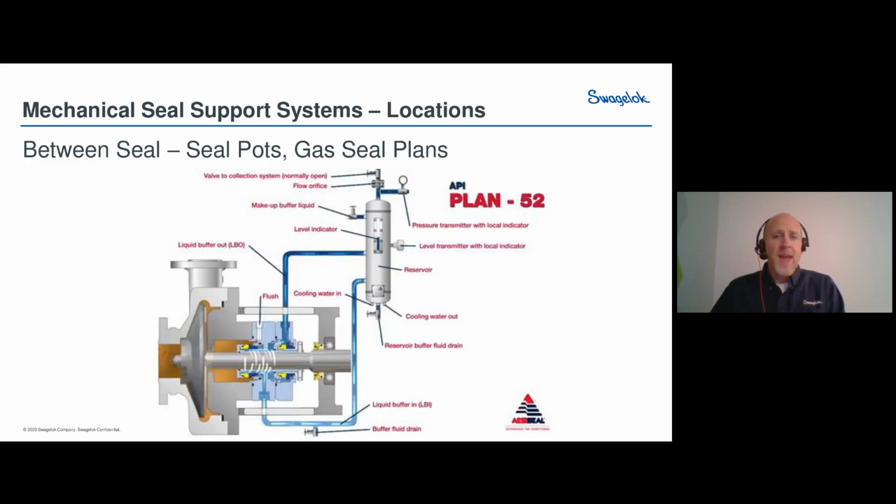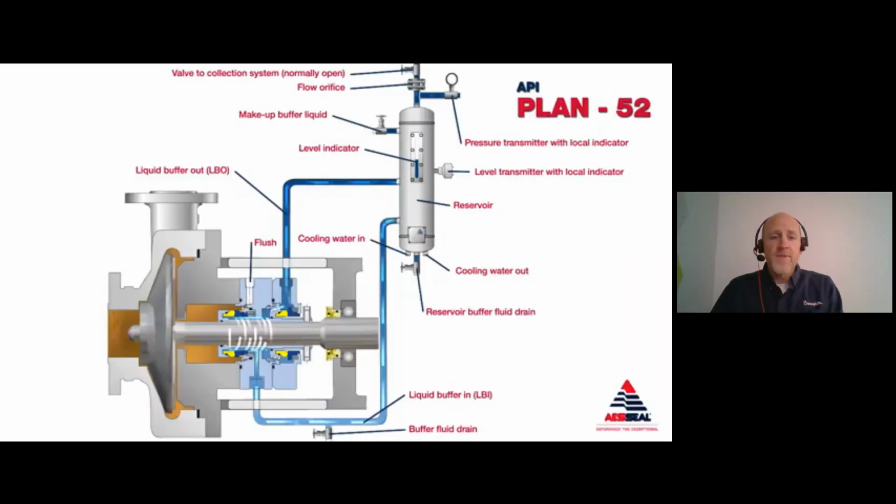Now let's take a look at a different type, the Plan 52. With a Plan 52, we're using a fluid that goes between two seals. We can see there are two seals in this case, two sets of yellow and blue seal faces, and we're relying on the thermosiphon effect to circulate that fluid between those seals. Again, flush away any heat, keep that nice and clean.